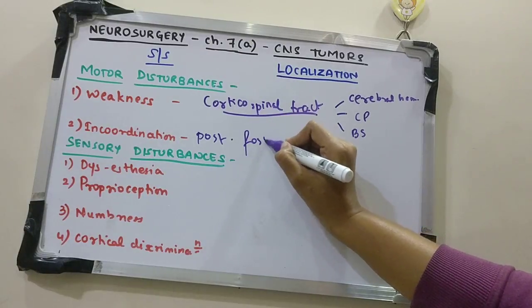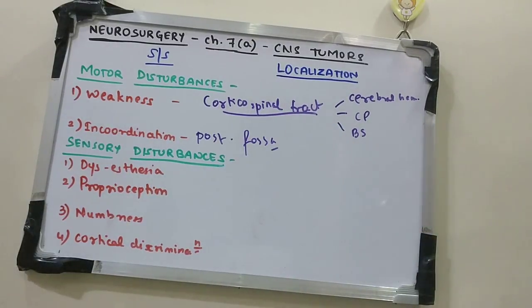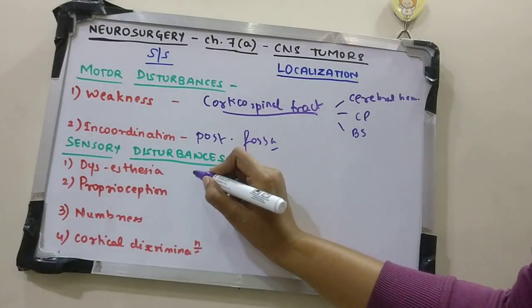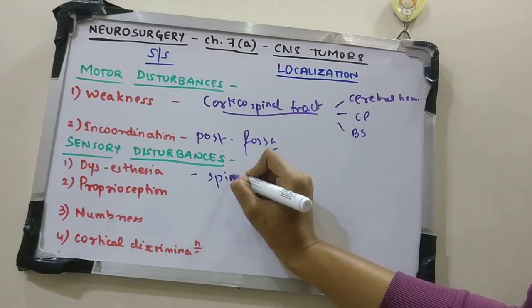Which structure is involved? Your cerebellum. Now coming on to sensory disturbances. If the patient is complaining of dysesthesia, what is the meaning of, first of all, dysesthesia? Anesthesia. What is anesthesia? Not feeling anything. Dysesthesia is you're getting a very abnormal sensation, like something badly different. So dysesthesia occurs because of involvement of your spinothalamic tract.